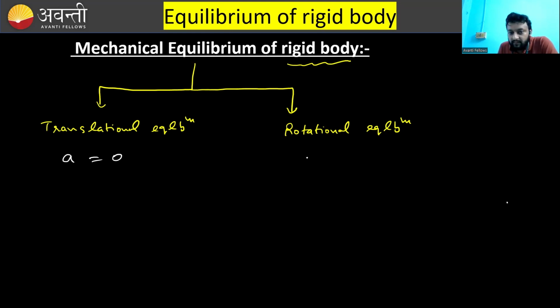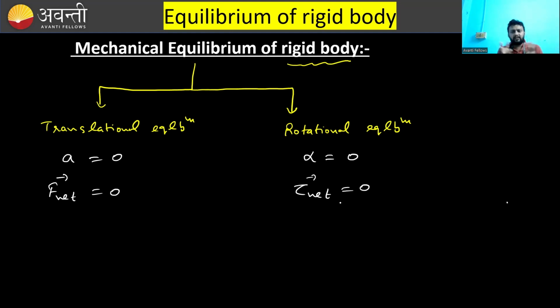For rotational equilibrium, the angular acceleration should be zero. I think it is clear. For translational equilibrium, acceleration should be zero. For rotational equilibrium, angular acceleration should be zero. And from Newton's law, you know that acceleration is zero when force is zero, when you can say the net force on it is zero. In the same way, alpha will be zero when the net torque on it is zero.